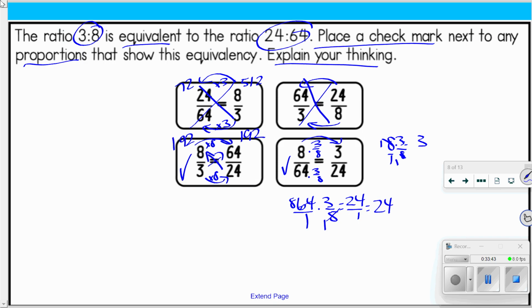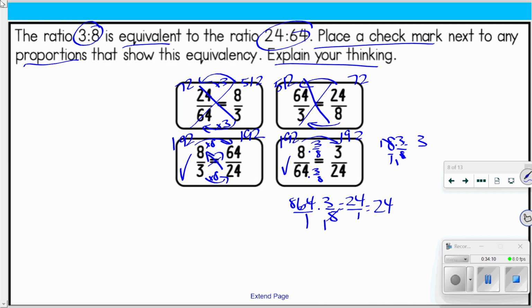Are those the same? No. 3 times 24 is going to give me 72. 8 times 64 is going to give me 512. Are those the same? Nope. 64 times 3 is going to give me 192. 24 times 8 is going to give me 192. Are those the same? Yes. If they're the same, they're equivalent.